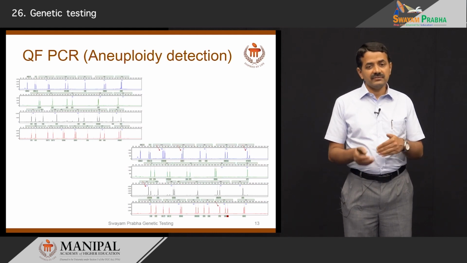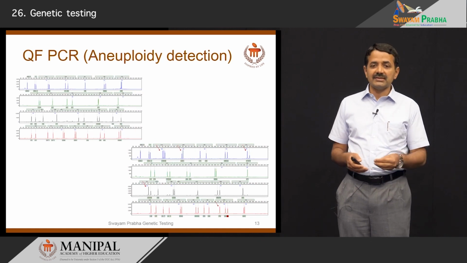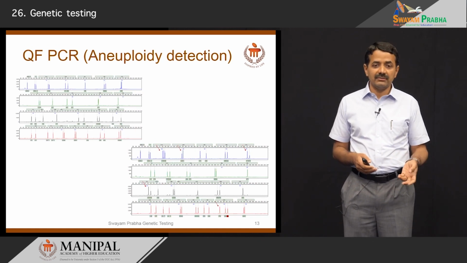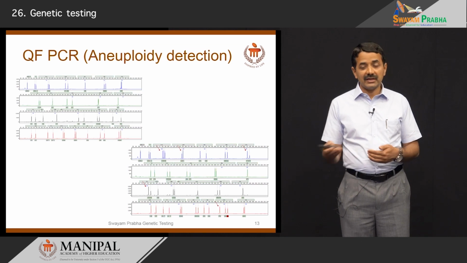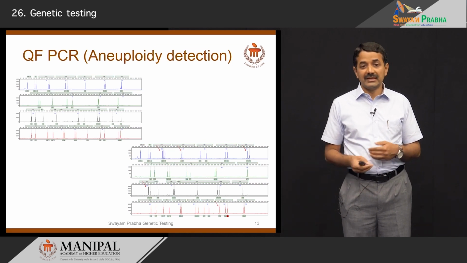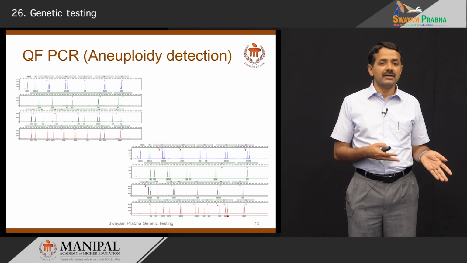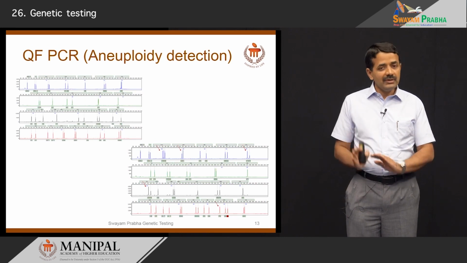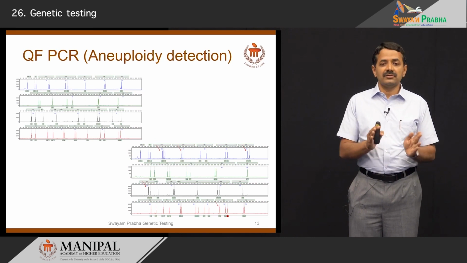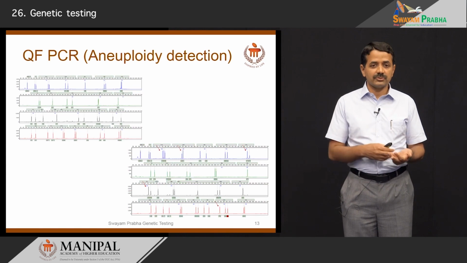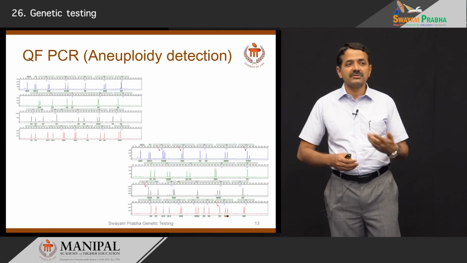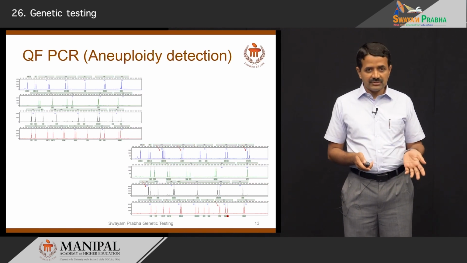This is one of the techniques which uses DNA instead of live actively dividing cells, and it has the ability to deliver the results in a day or two only for targeted chromosomal analysis. You want to analyze chromosome 21, 18, 13. Then you can do this quickly using QF-PCR.